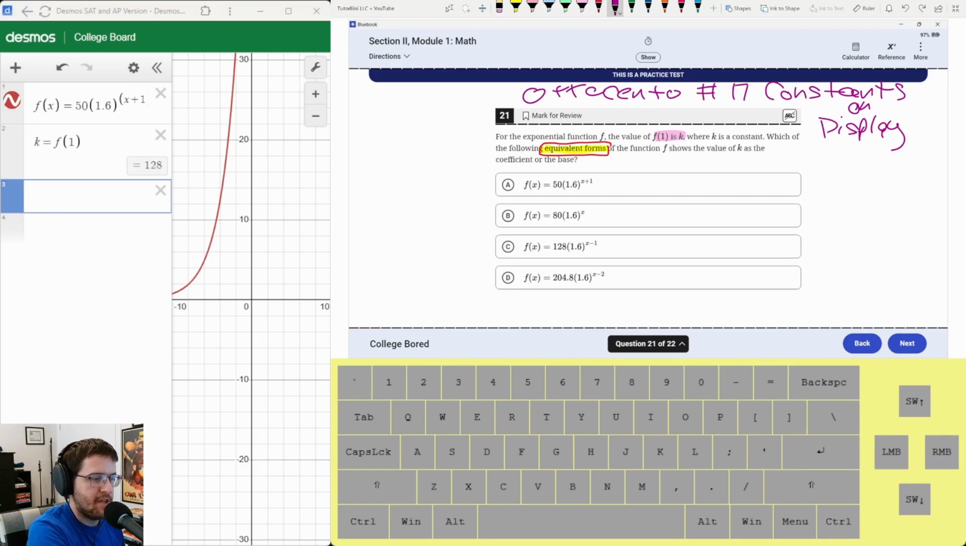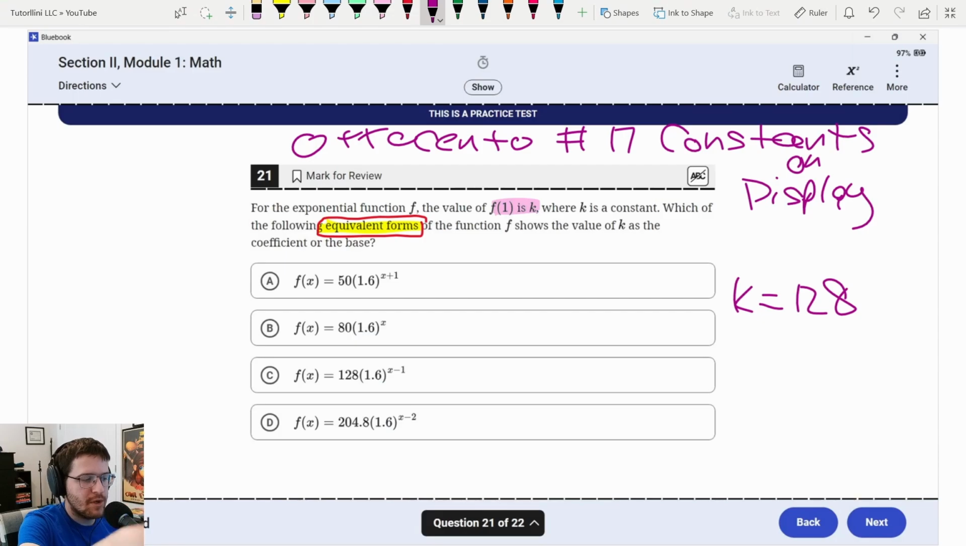Okay, we just figured out that k is equal to 128. That sounds really important. Okay, let's come back over here. No matter which one you picked, you would figure out that it's 128. And it says, which of the following shows the value? So we're just looking at all of these equations and seeing where we find a 128. Hopefully you guys are seeing there is a 128 right here in answer choice C. None of these other equivalent forms display a 128. So the answer is C.